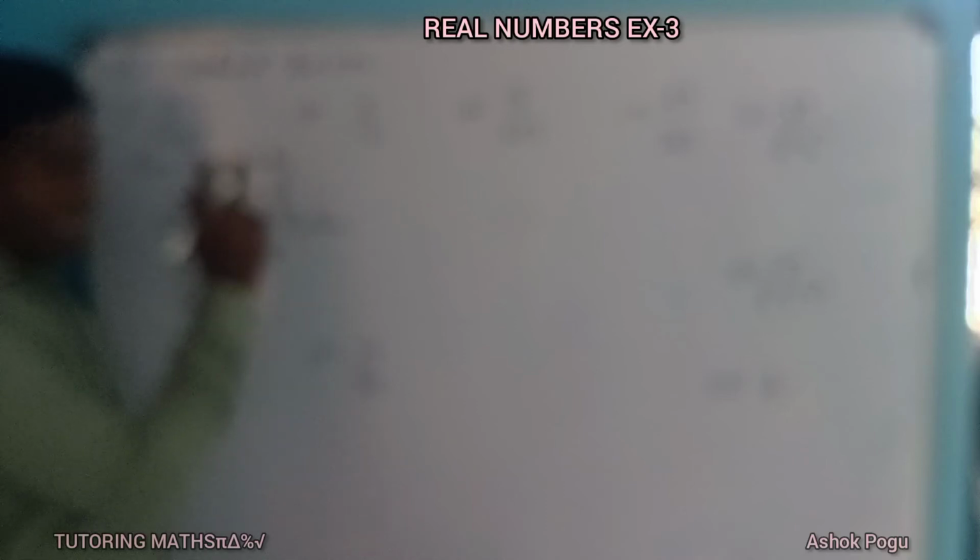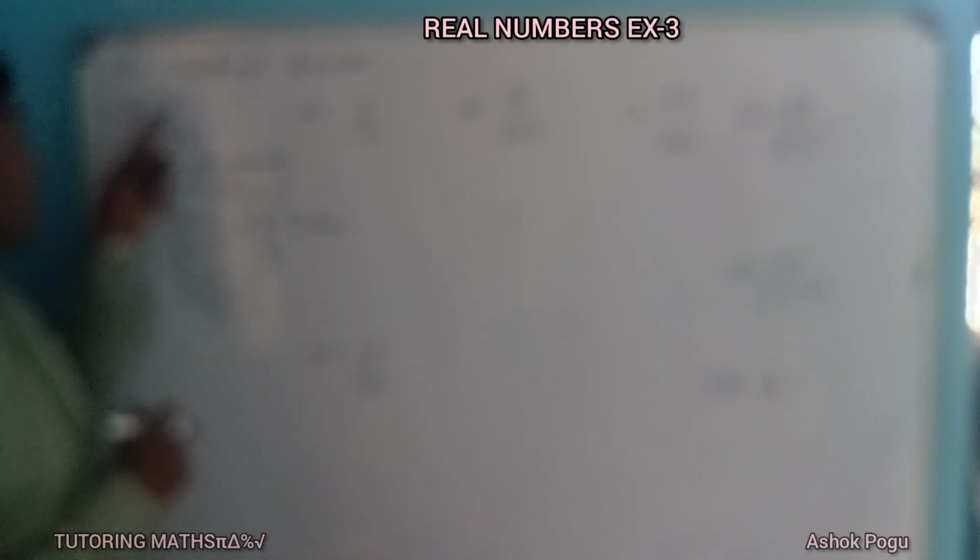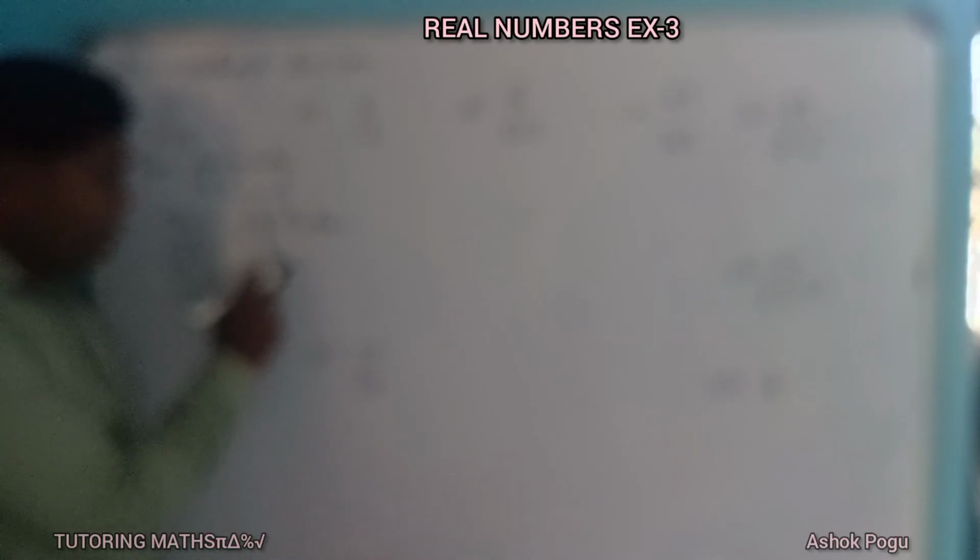So therefore, you write the last solution. Therefore, 13 by 3125, the rational number, is a terminating one. It is terminating because the denominator is expressed in 5's.